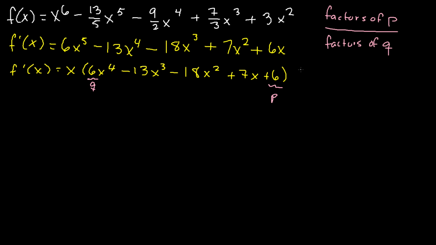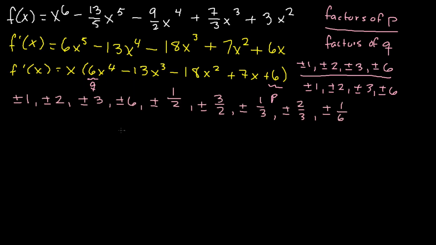So what we would be doing is we would be dividing plus or minus 1, plus or minus 2, plus or minus 3, and plus or minus 6. All of that divided by the exact same thing. Because these are all the factors of p, which is 6, and these are all the factors of q, which is also 6. Happens to be the same number in this exercise. That's not always the case, unfortunately. So this, if I were to make a list, I'm going to end up with all of these values.